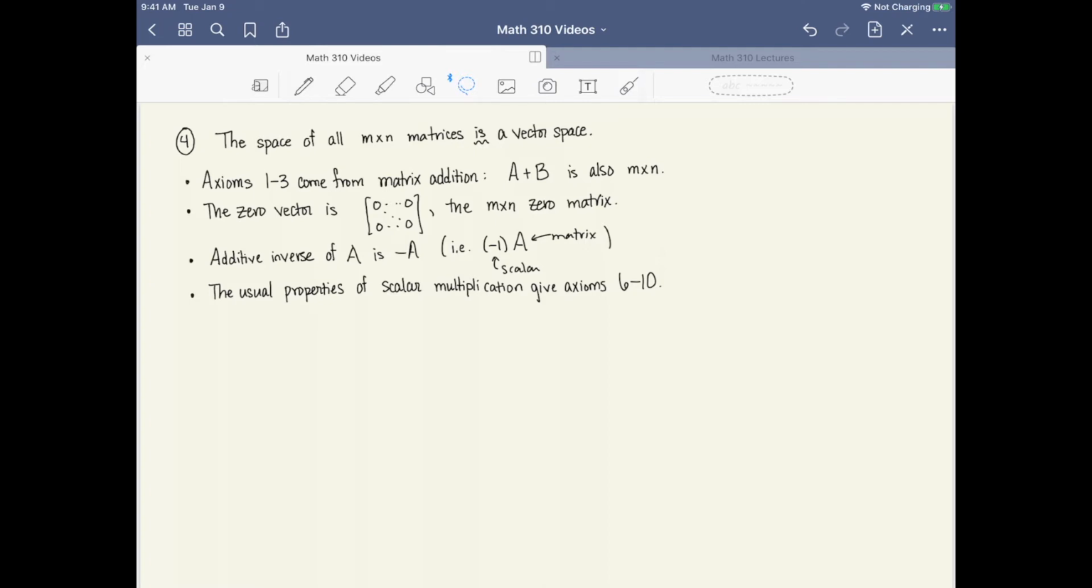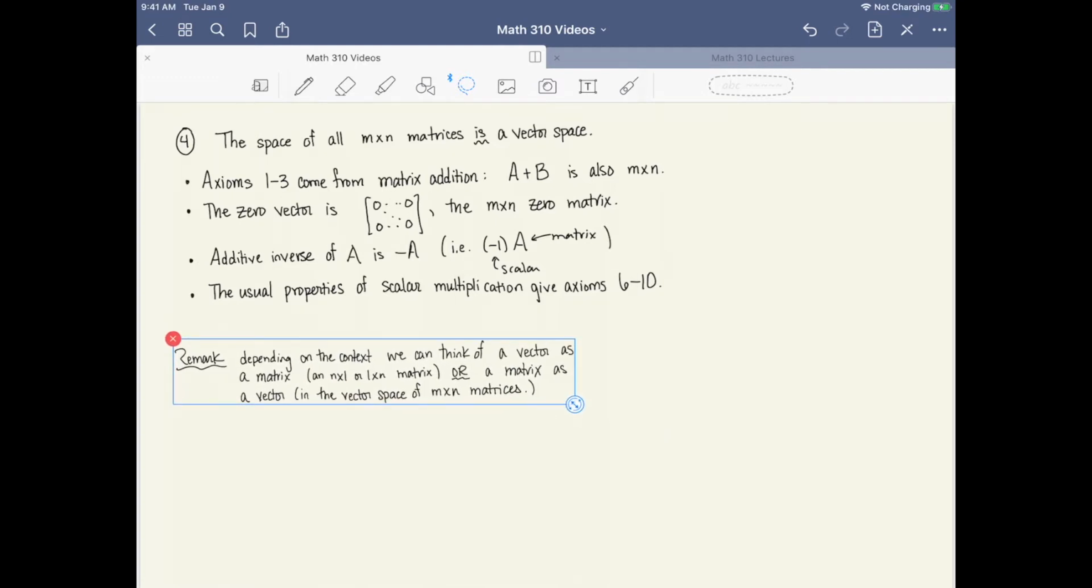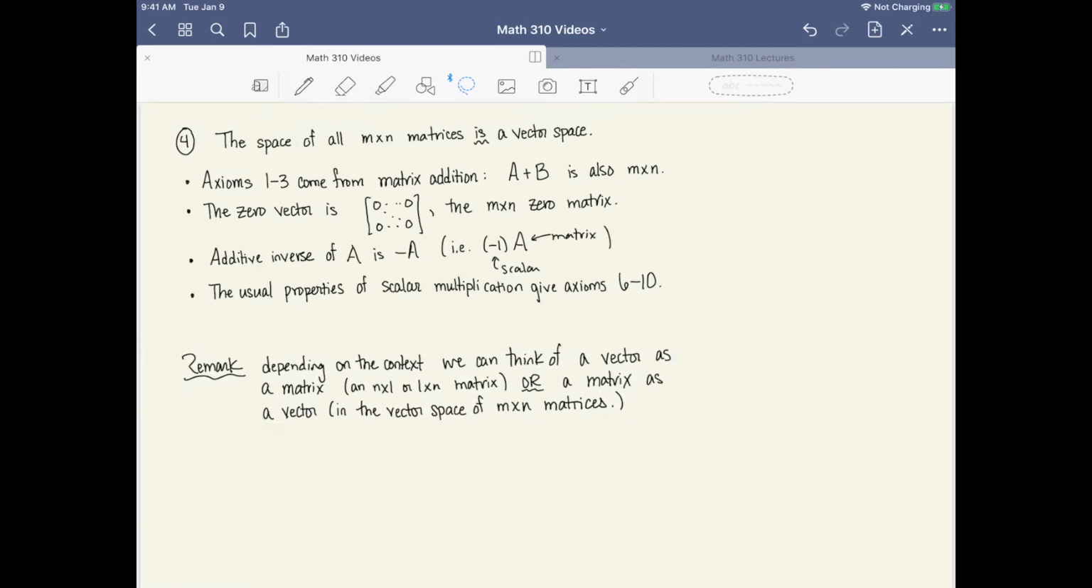There's a remark to be made here, and that's that thinking of vectors, thinking of matrices, and thinking of polynomials is not really all that different in terms of examples of vector spaces. It's really just a different way of packaging the same information. For example, we can think of a vector as a matrix. It's an n by 1 or a 1 by n matrix, depending on whether you're writing it as a row or a column. Or we can think of a matrix as a vector. By the way, in the context of this remark, I mean a vector in Rn.